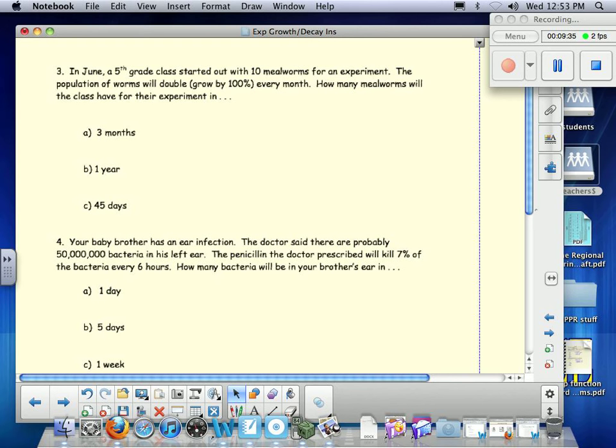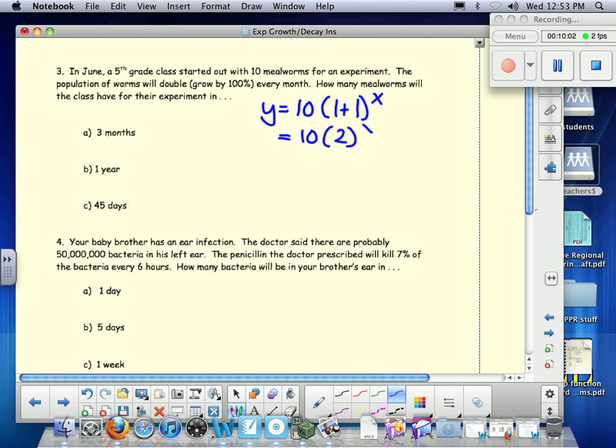This time, are we growing worms or decaying worms? We are growing, so it will be a 1 plus in our equation. What do we start with? Our initial value is 10. What's our rate? 100%. It's 100%, so another 1 gets added there. So when we simplify our growth function, it's very simple. And this is changing every month.